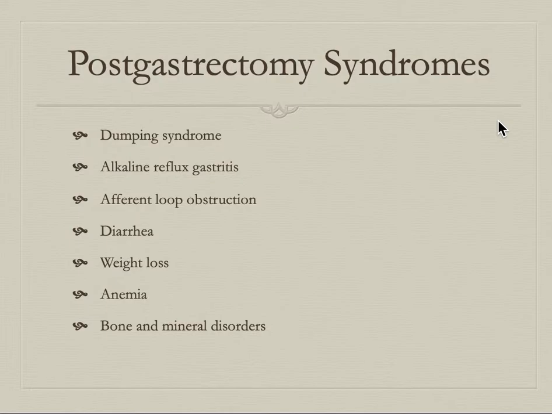We have to replace that, and we're going to typically replace that as an injection as opposed to PO, because it doesn't matter. I mean, you could take a whole bottle of B12. If you don't have any intrinsic factor, you're still not going to absorb it. That's pernicious anemia, and we're going to talk about that when we talk about hematology later this semester. And then finally, bone and mineral disorders. Again, you're not absorbing the vitamins and the minerals that you need.